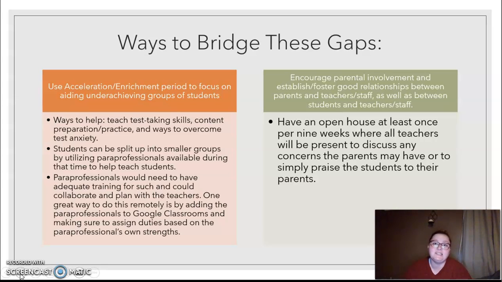Of course, if we did something like this, we would have to make sure to assign duties based on the paraprofessionals' own strengths as well. If they have a strong background in math, they would need to be remediating students in math. And so on and so forth with ELA or science or any area.